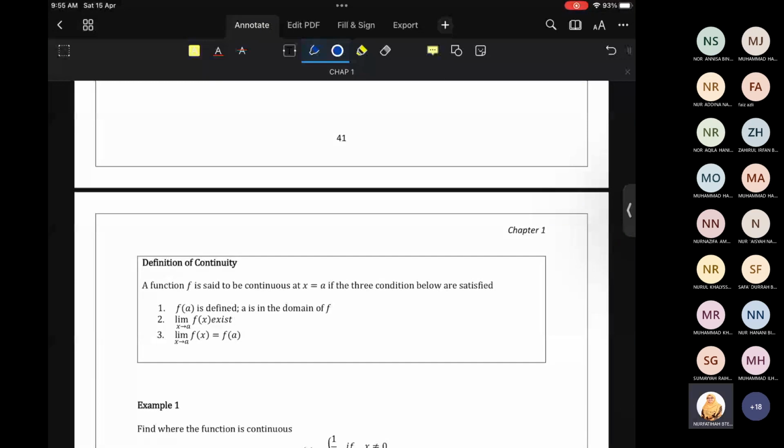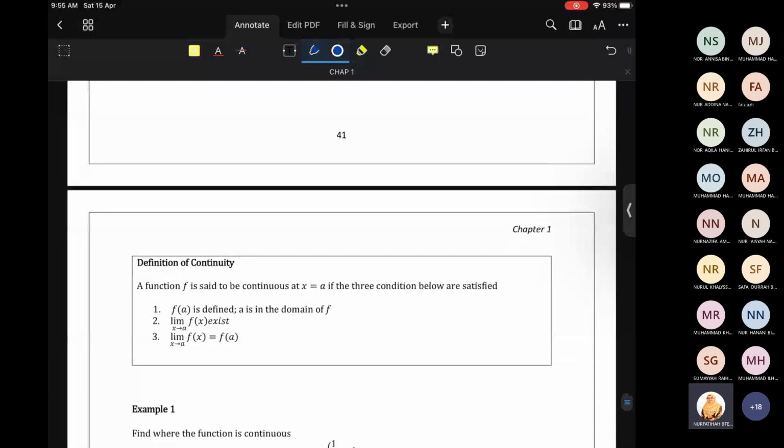Okay, untuk definition of continuity, how to identify whether our function continuous ataupun tidak? It must satisfy these three conditions. For the continuous at x equal to a, it must satisfy the three conditions. So what are the three conditions? The first one, you need to identify your f(a), and f(a) tu dia kena define.